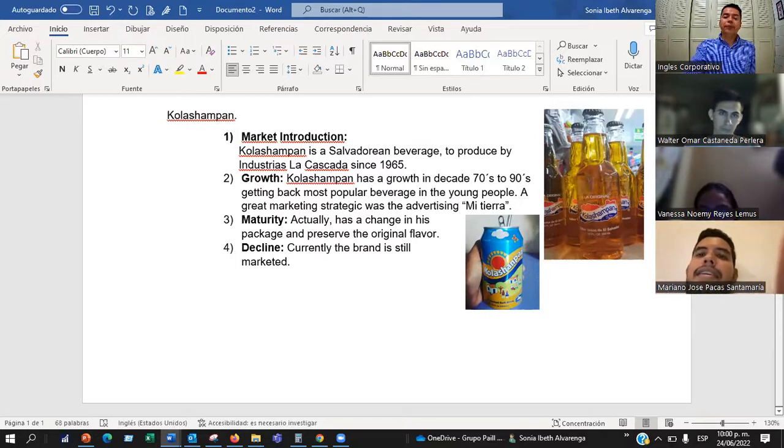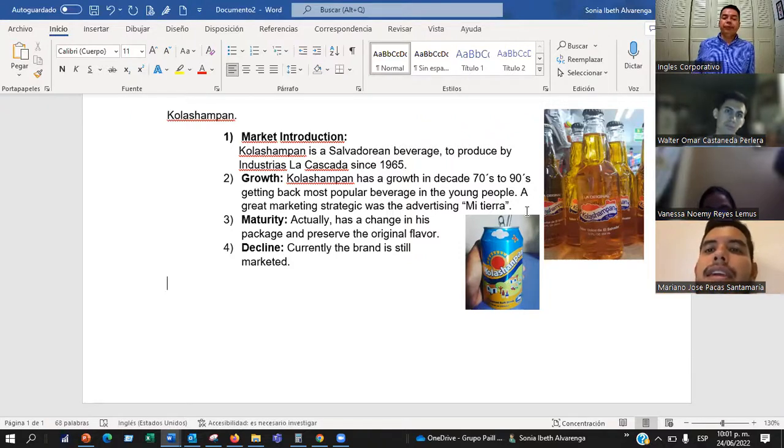Number 2 is grow. Champagne grew in the decades of the 70s to 90s, becoming the most popular beverage among young people. A great marketing strategy was the advertising material. Maturity was a change in the package while preserving the original flavor. To decline: currently the brand is still marketing. That's all. Thank you, Mariano, and group number 4.